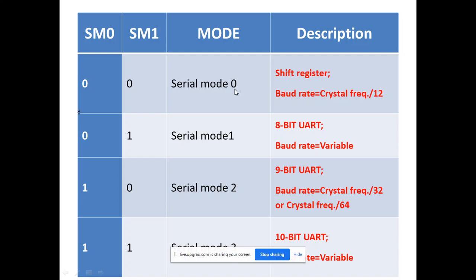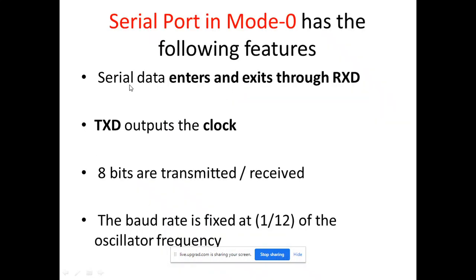In mode 0, our SBUF works as a shift register. Here data goes both in and out through the RX pin, and the TX pin outputs the clock signal. It is working as a shift register. It is not used for communication purposes; it is just shifting the data. Here 8-bit data is transmitted or received, and the baud rate is fixed, which is 1 upon crystal frequency upon 12. This baud rate is fixed in mode 0.